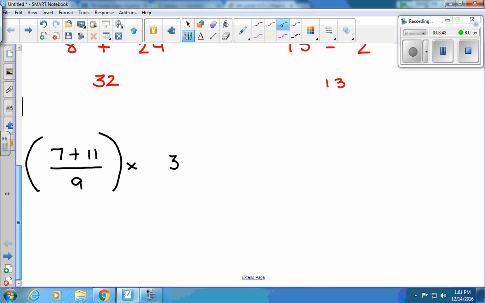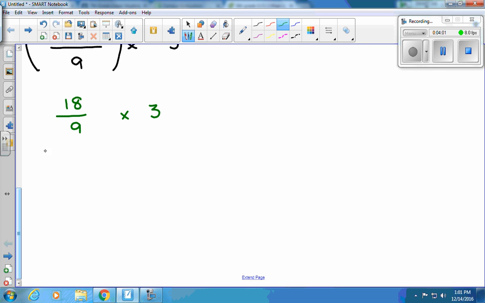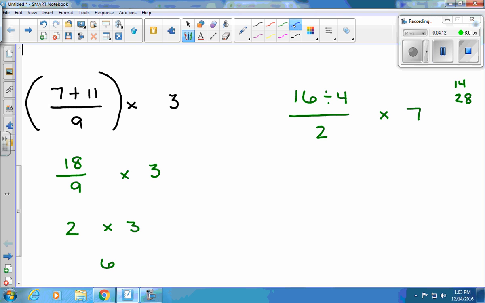So in order to do that, I have to do 7 plus 11 is 18, and I'm going to put 18 over 9, and then I'm going to say times 3. Can someone tell me what 18 divided by 9 is? Oh, 2, and I do 2 times 3 is 6. Very nice. So that, I'm going to go ahead and do, what is 16 divided by 4, Ella? 4. So now I have 4 over 2 times 7. What's 4 divided by 2? What's 2 times 7? 14.